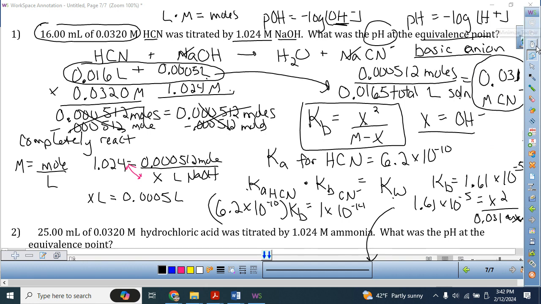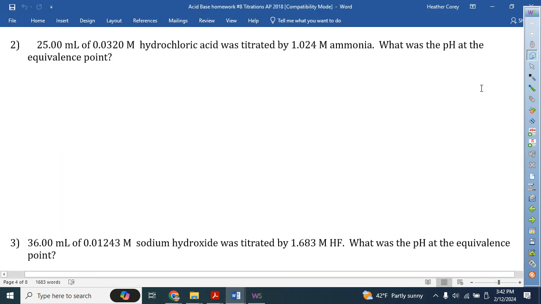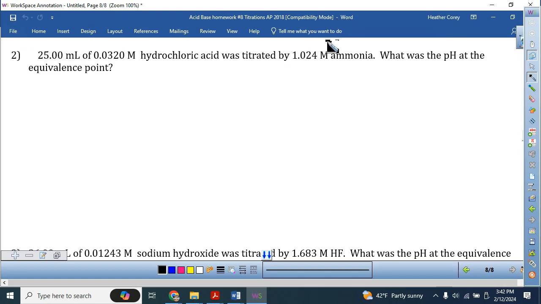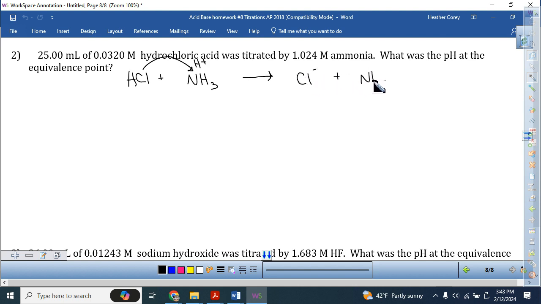Okay, number 2. This one's slightly different because we have a weak base being used instead of a weak acid. So we're going to still start the same way. We have hydrochloric acid plus ammonia. Acids are hydrogen donors, bases are hydrogen acceptors. So HCl gives the H plus to NH3, and that leaves it with Cl minus and NH4 plus. The NH3 takes the H plus, and you get NH4 plus. Cl minus is going to be a spectator ion, so you can take it out if you want to.